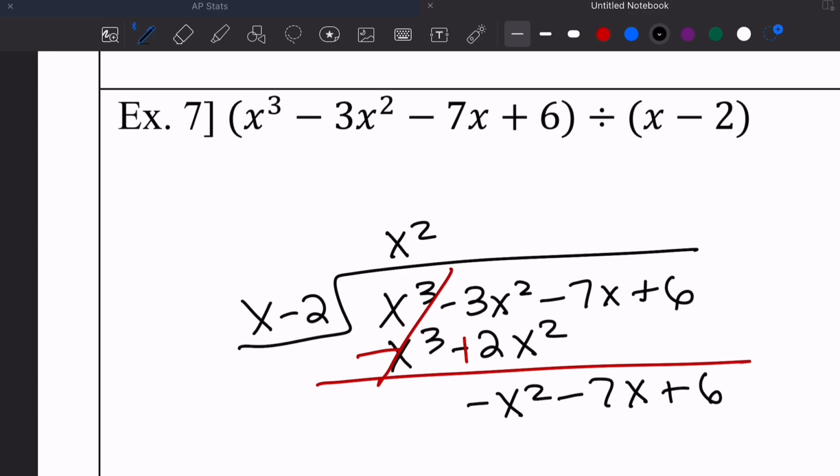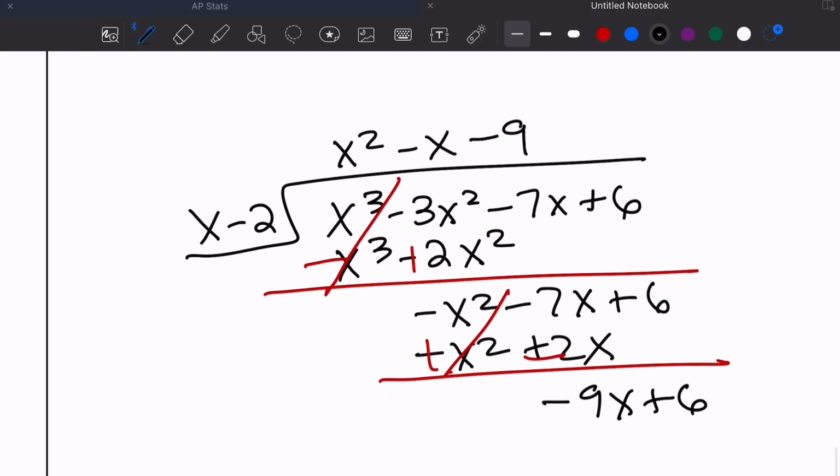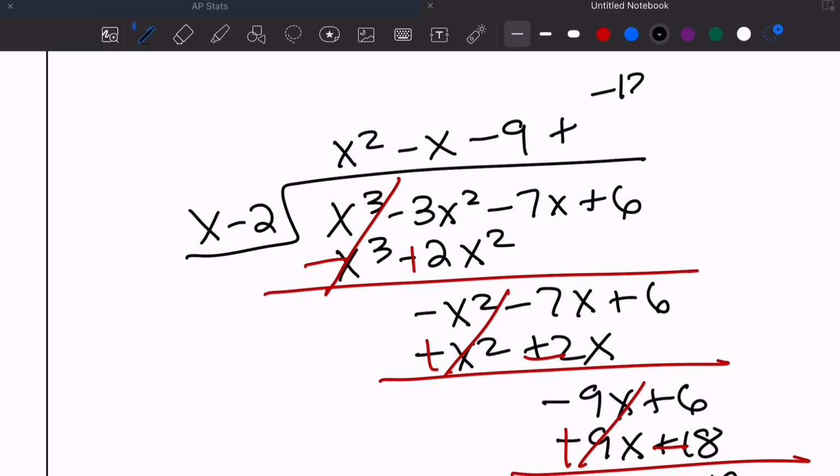I can now multiply this by a negative x to get negative x squared plus 2x. Change my signs. The squares cancel out, and I'm left with negative 9x plus 6. Multiply this by negative 9, and I get negative 9x plus 18. Change the signs. My x's cancel out, and I am left with 6 minus 18, which is negative 12. X cannot go into negative 12, so that is my remainder, plus negative 12 over x minus 2. That's my answer.